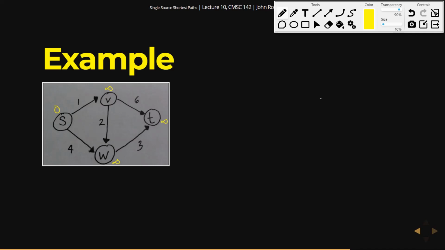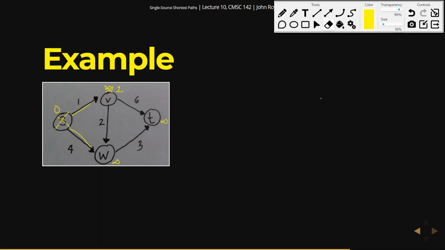So this one is already explored, so I'll mark it with an X here for explored. So the edges that we'll consider would be this one and this one, because those are the edges wherein the starting point is explored and then the end point is not yet explored. So which one is minimum? 0 plus 1 or 0 plus 4? So of course that would be 0 plus 1, which is 1. So then we could relax this one and this will become 1, right? So that's 0 plus 1, so becomes 1 here.